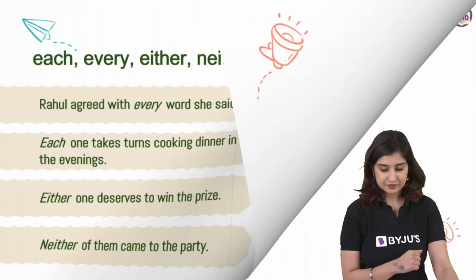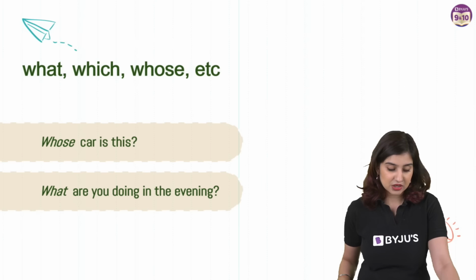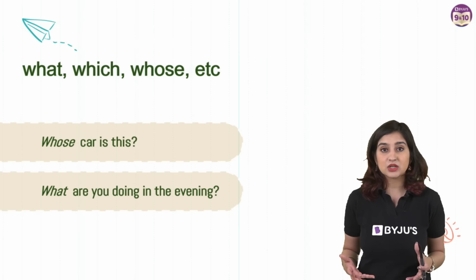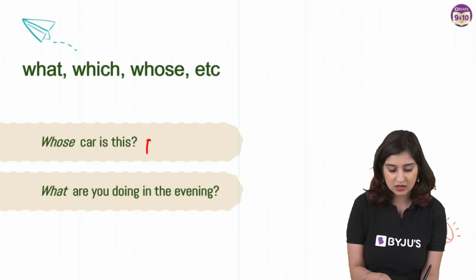Next we have what, which, whose, etcetera. Okay, now again, these are used to ask questions, so we can call them interrogative determiners. Okay, and whose car is this? Main aap kya pata karne ki koshish karo, kiski car hai. Okay, so you will answer this with a possessive, correct? This is my car, this is his car, this is their car.